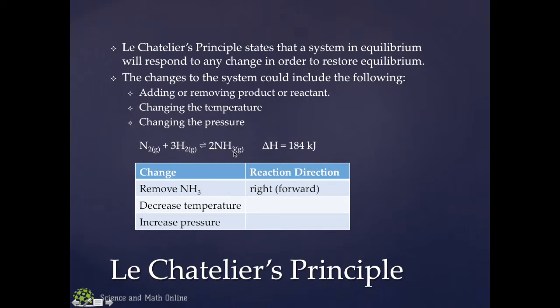Okay, decreasing temperature. Temperature has its effect when we have a reaction that involves heat. So I've got my delta H, and this is an endothermic reaction. Heat is being added to the reaction. The easiest way to think about this is to think about where it belongs in the reaction. This is endothermic, so it belongs on this side. So I could write this as N2 plus 3H2 plus 184 kilojoules yields 2 ammonia. So I could write it over here.